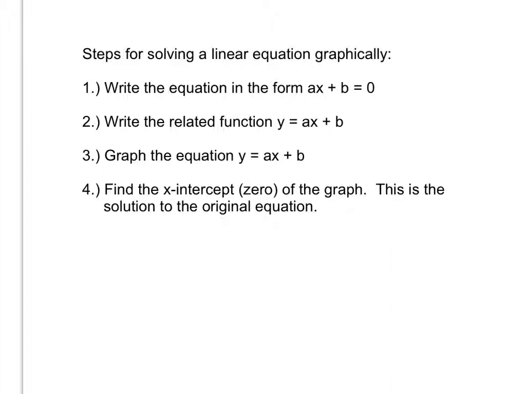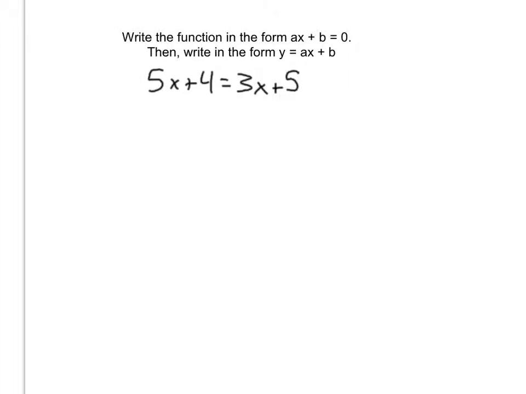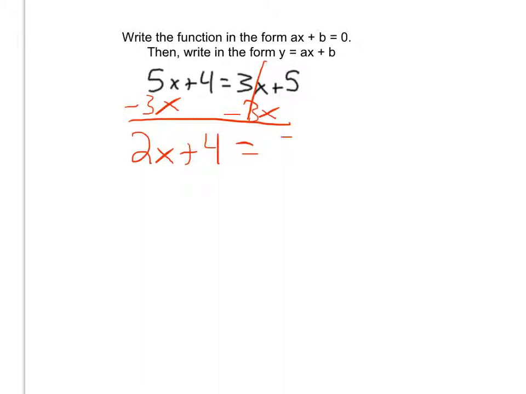Alright, let's go ahead and look at this with a full example. This says write the function in the form ax plus b equals 0, then write in slope-intercept form. So again, these are our first two steps to solving any of these equations with graphs. First thing we need to do is get 0 on a side by itself. Basically what I want to do is make this right side equal to 0, so I want to get rid of all this stuff over here. So the first thing I'm going to do is take away my x's and cancel those out. And I have to take away 3x over here, of course. So that leaves me with 2x plus 4 equals 5.